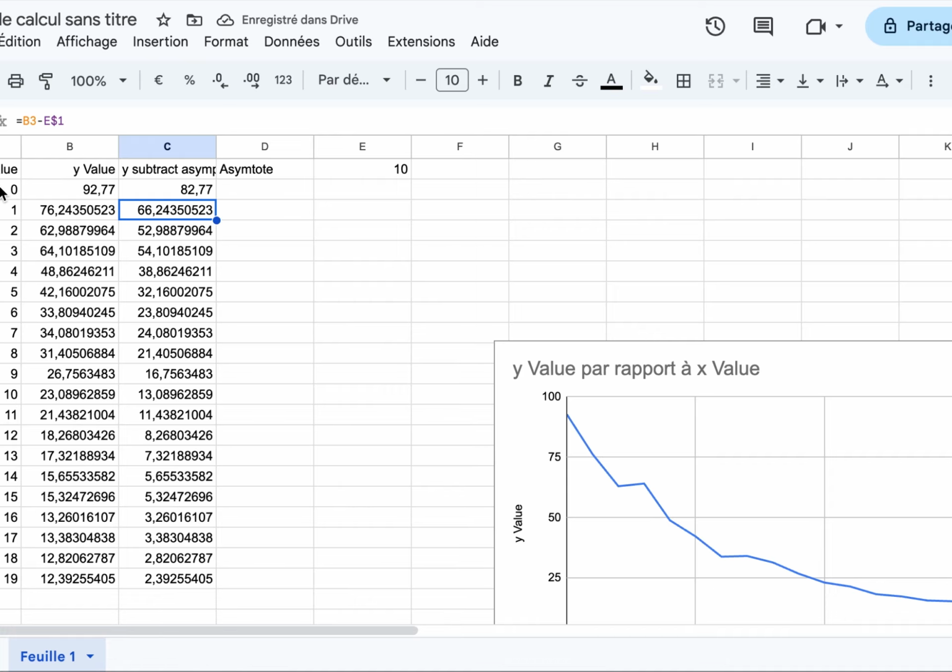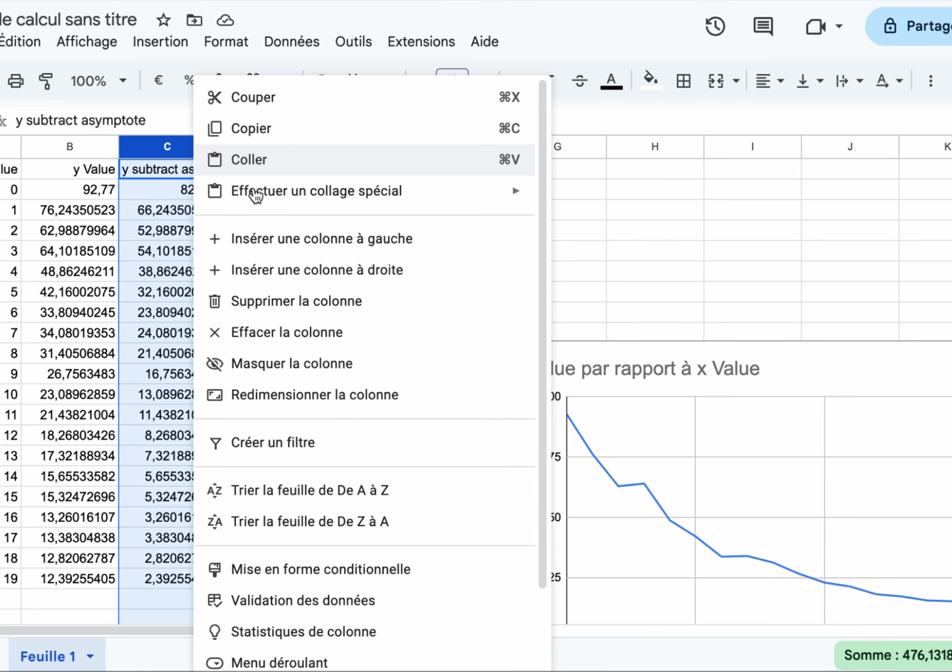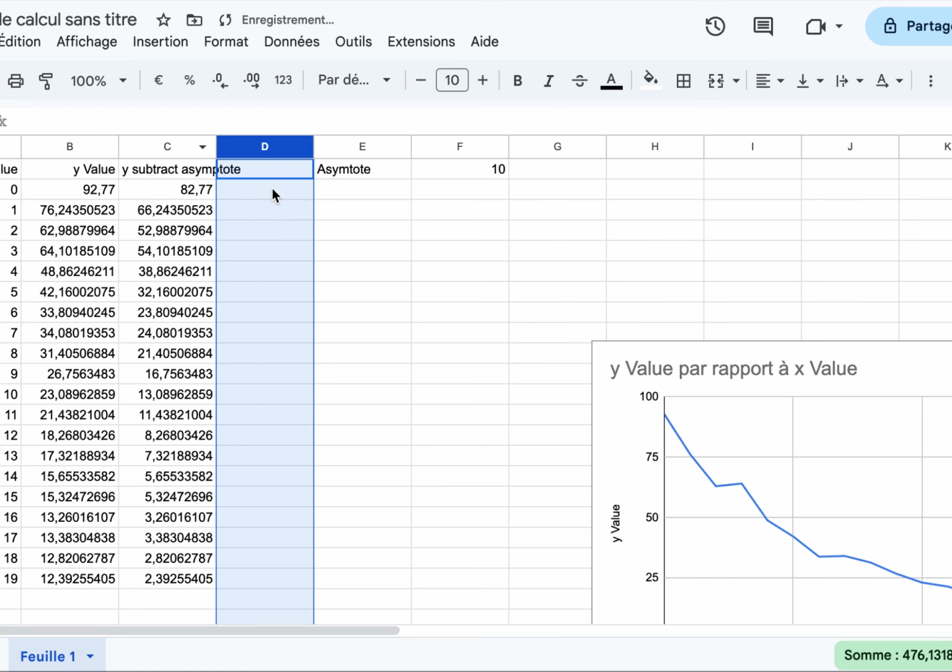Let's look at it and see. So we'll plot this one. Let's put X values, I'll include the title there. Oh, no, so I want the log of that, don't I? So let's add an extra column in. Insert a column to the right. Do log y subtract asymptote.